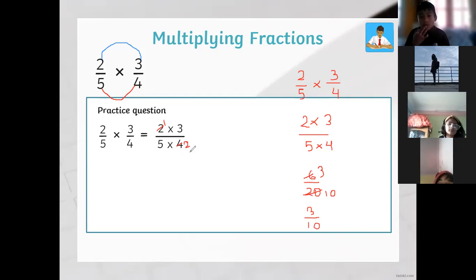Like 2 and 4 you can reduce by dividing by 2. Then your answer will be now, look, anyway, you'll get the same answer. 3 times 1 is 3, 5 times 2 is 10. You can do this also. First you can multiply and then reduce, as I did in this process, or first you can reduce and then multiply as well. Is there any confusion? I think no, right?